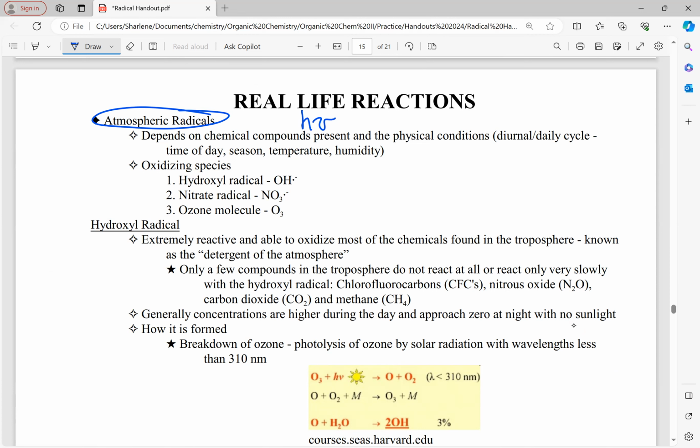So it does depend on the chemical compounds present. It does depend on the physical conditions. Is it daytime? Is it nighttime? Is it really humid? Is it not? So forth and so on. But the three most important, at least three most important, I'm doing quotes, is the hydroxyl radical, the nitrate radical, and ozone. All right, so if you only have a working knowledge of what's going on in the atmosphere, those are probably the big three.